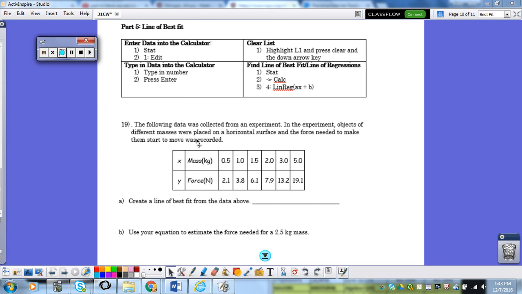Alright, so today we're going to be talking about line of best fit. Basically it is all on the calculator. You've got to enter stuff into the calculator, and you're going to let your calculator do the line of best fit. So let's take a look at number 19.